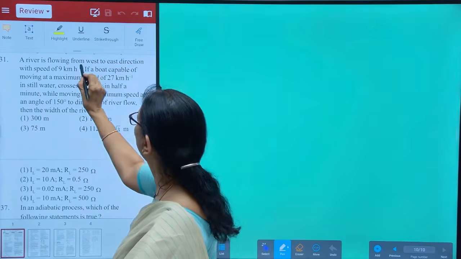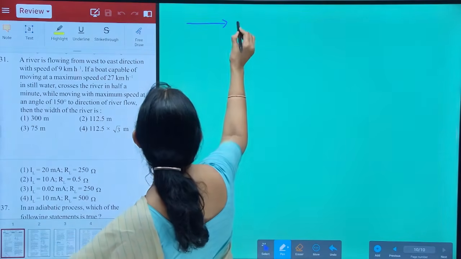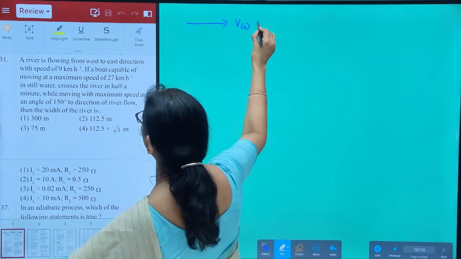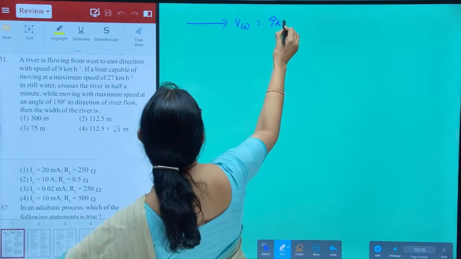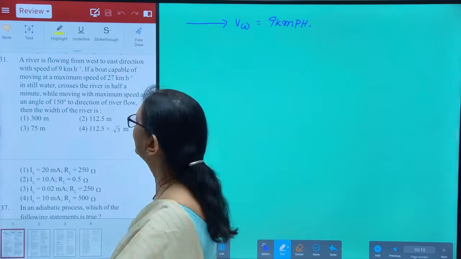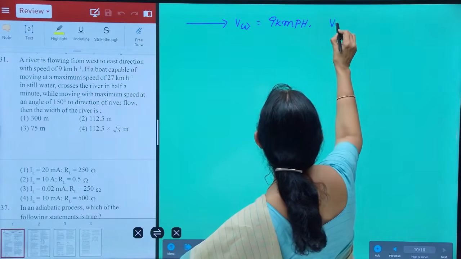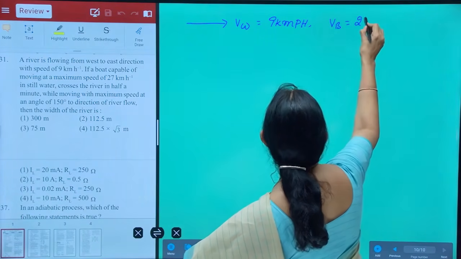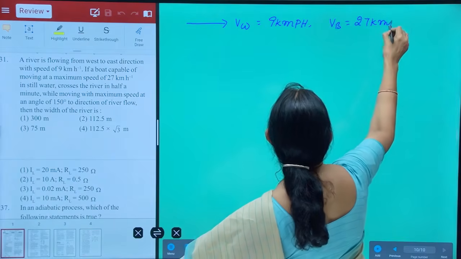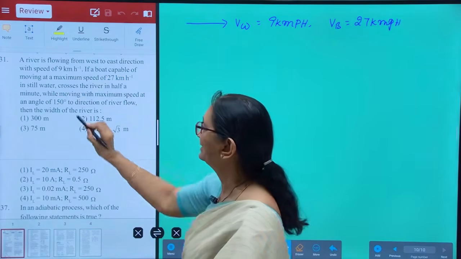A river is flowing from west to east in this direction with a velocity of 9 km/h. I am writing down the data given. A boat is capable of moving at a maximum speed of 27 km/h. That is the maximum possible speed for the boat in still water.